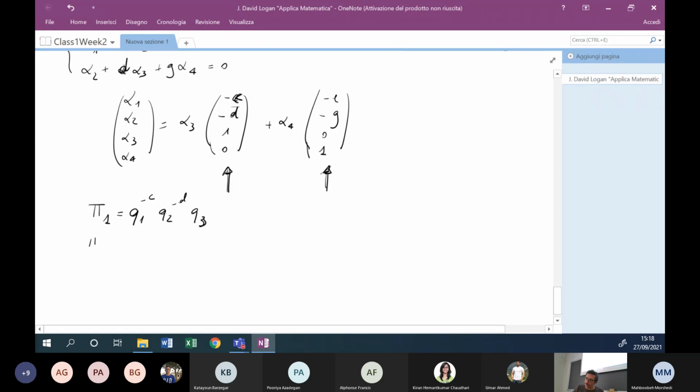Let's do the same for the second, pi 2. Pi 2 is again Q1, Q2, Q3, Q4 to which power? Q1 is to the power minus E, Q2 is to the power minus G, Q3 is to the power 0, Q4 is to the power 1. So Q3 to the power 0 again is equal to 1, so let me cancel it. Let me write Q4 to the power 1 here.